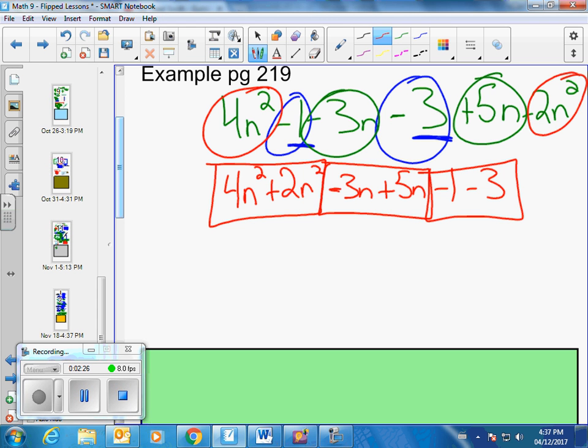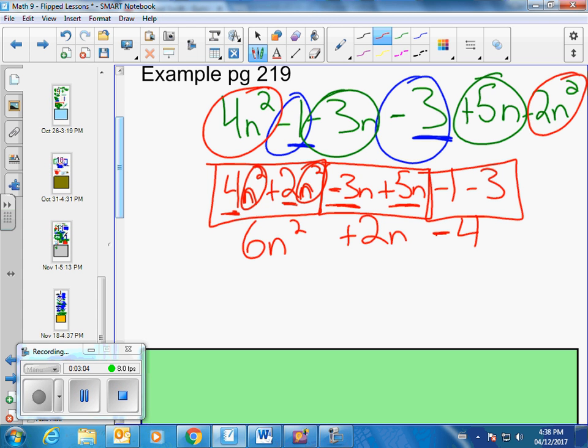So 4n squared plus 2n squared. Remember that whenever we have a variable with an exponent attached, I'm not going to be messing with it. I'm not going to be changing my variables or changing my exponents. All I'm actually dealing with is the coefficient in front. So I have 4 plus 2 n squared, so I actually have 6n squareds here. I have -3n's, positive 5n's, so I'm left with positive 2n. And then here I have -1 minus 3, so I'm left with -4.